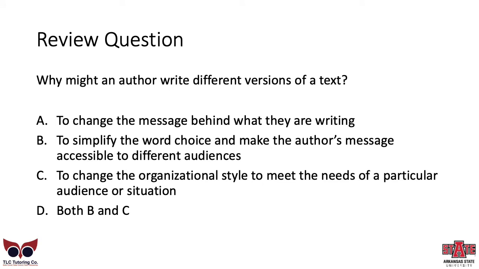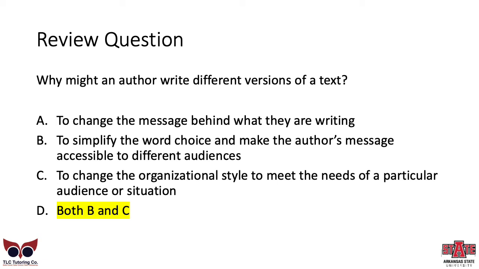Review question. Why might an author write different versions of a text? A. To change the message behind what they are writing. B. To simplify the word choice and make the author's message accessible to different audiences. C. To change the organizational style to meet the needs of a particular audience or situation. Or D. Both B and C. The correct answer is D.